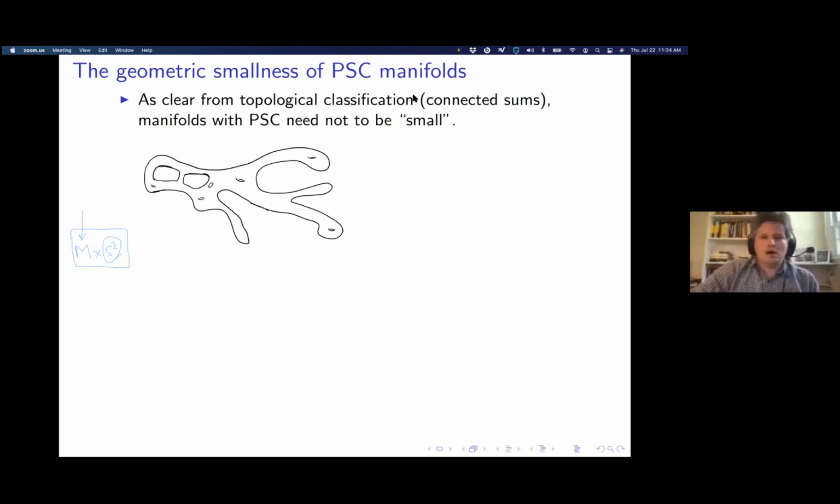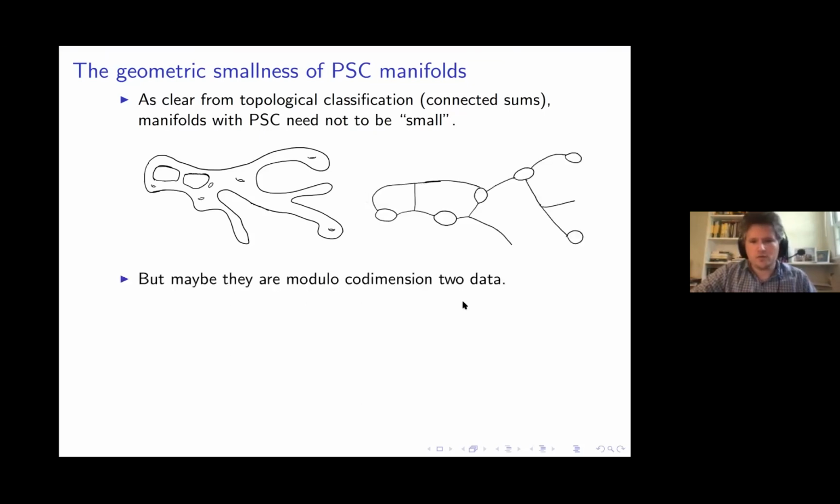So there are these observations that somehow codimension 2 smallness appears in the world of positive scalar curvature manifolds, and indeed that's what we're going to try to do.